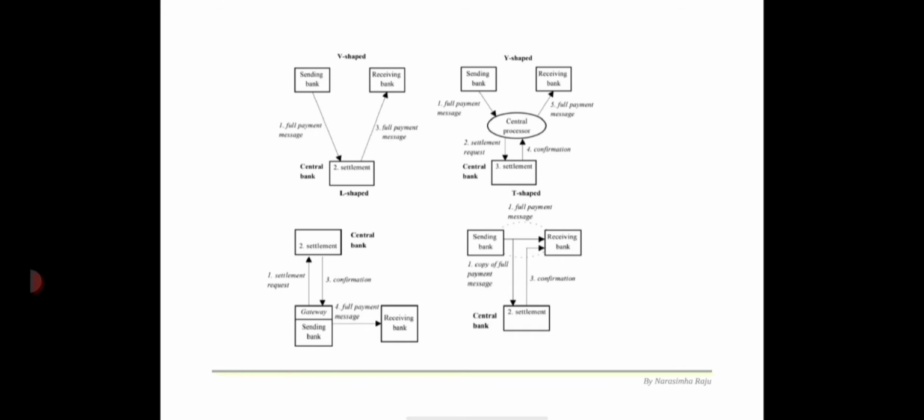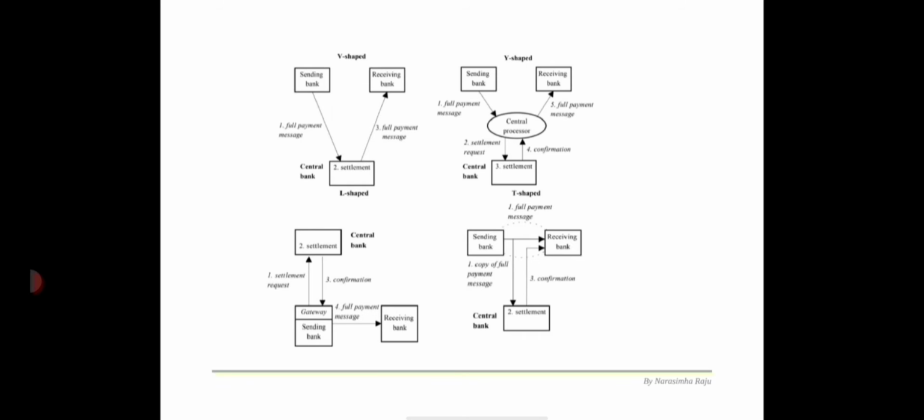Arrangements for routing payment messages in the majority of RTGS cases will be based on the so-called V-shaped message flow structure. In this structure, the full message with all information about the payment is initially passed to the central bank and is sent to the receiving bank only after the transfer has been settled by the central bank.